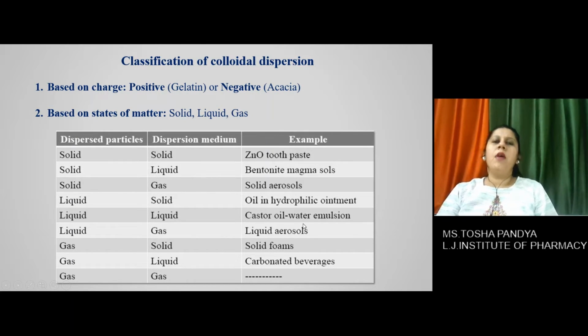Or some solid particles which are dispersed in air, that is a solid in gas type of colloidal dispersion. Now liquid in gas, liquid aerosols; gas in solid, the solid foams. So you can see, based on the states of matter, you have different types of colloids.